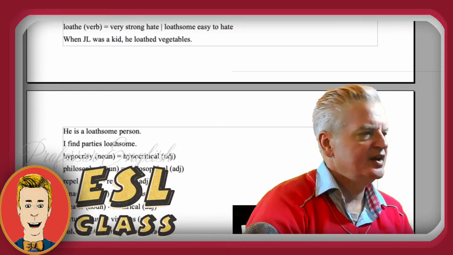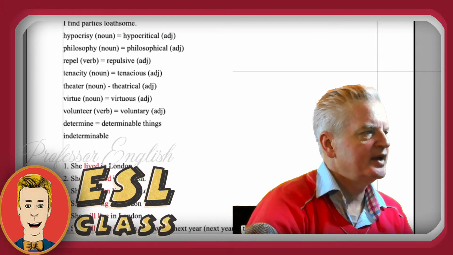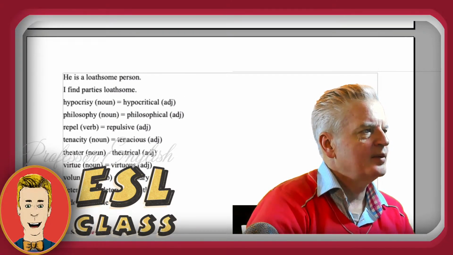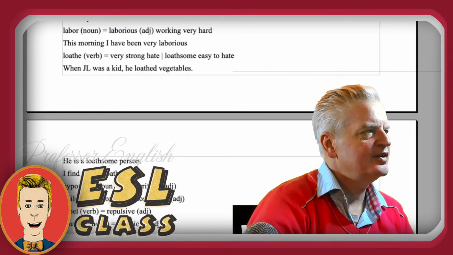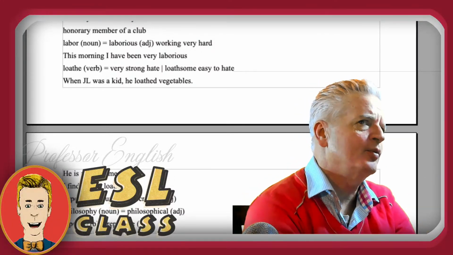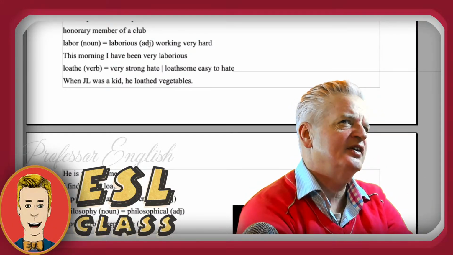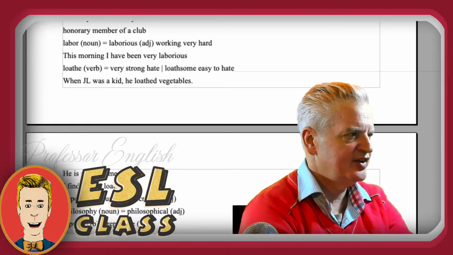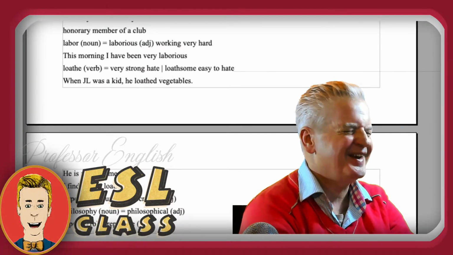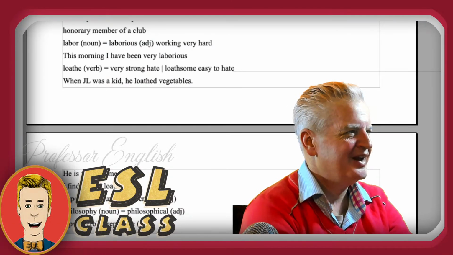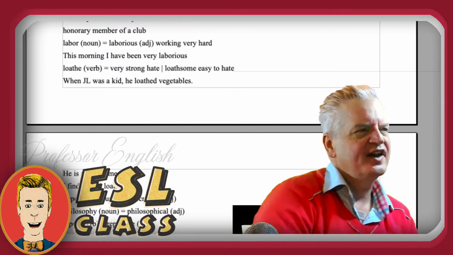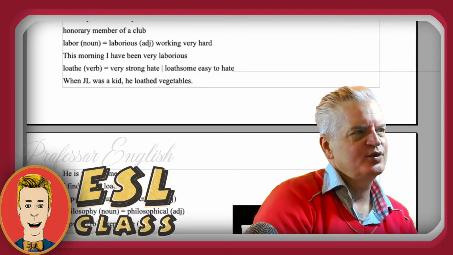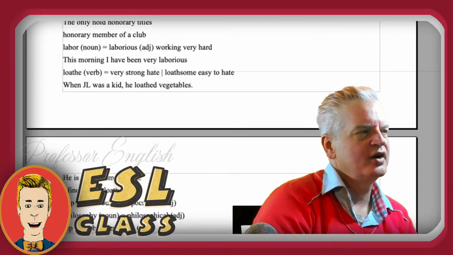We practiced using the word loathe just a little bit, since that was a new word for him. When JL, that's my student, I asked, what is something you really hate so much? And he said, well, when I was a little kid, I hated vegetables. I think most children do. So I said, when JL was a kid, he loathed vegetables. That's a very strong hate. That's what loathe means. Very strong hate.